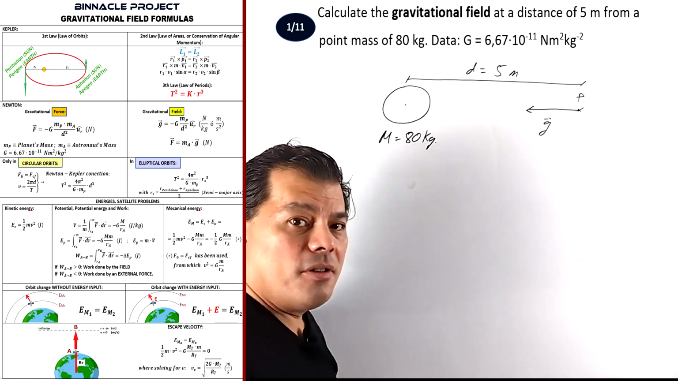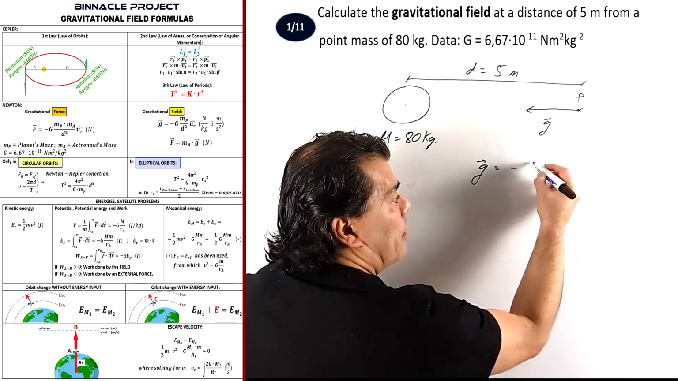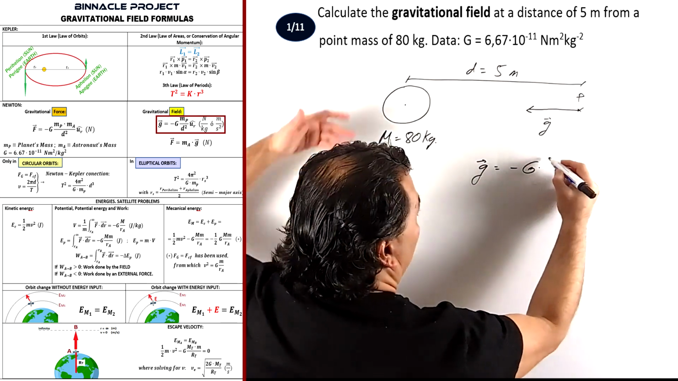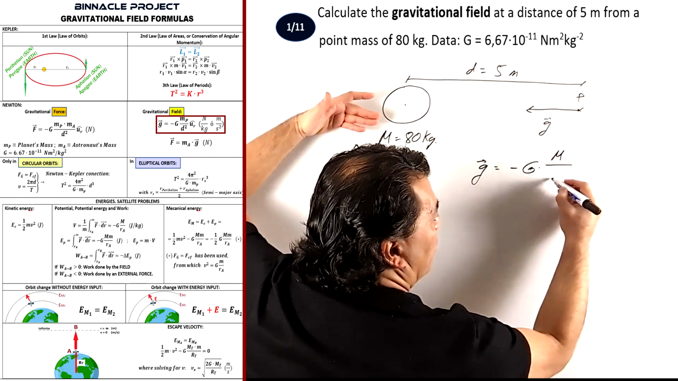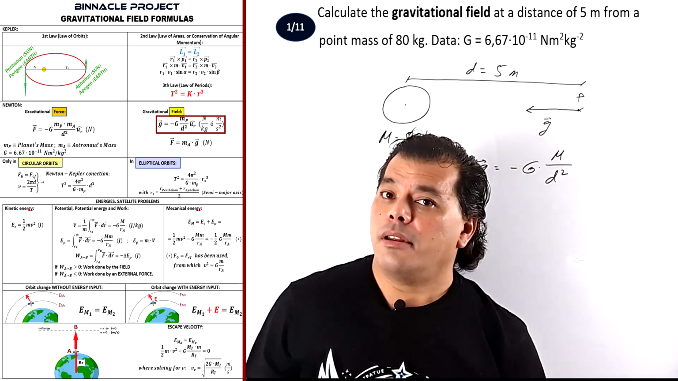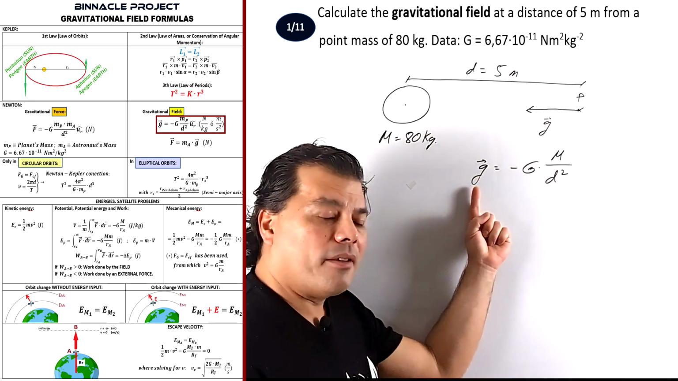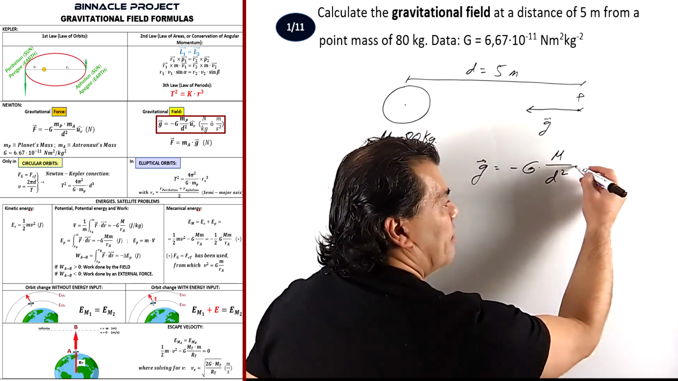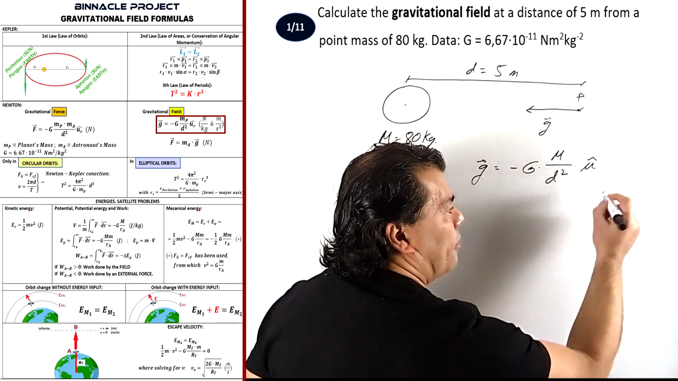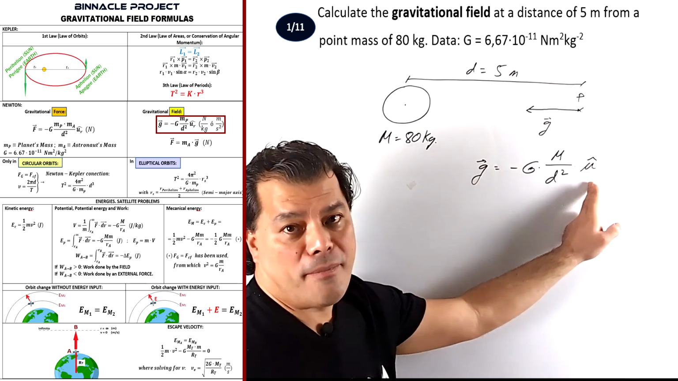And this is the expression that we are using. Gravitational field equals negative G multiplying creating mass and divided by the square of the distance. Two little but very important formalities. As the gravitational field is a vector, it is necessary to place here the unit vector in order to convert this part of the equation also in a vector.